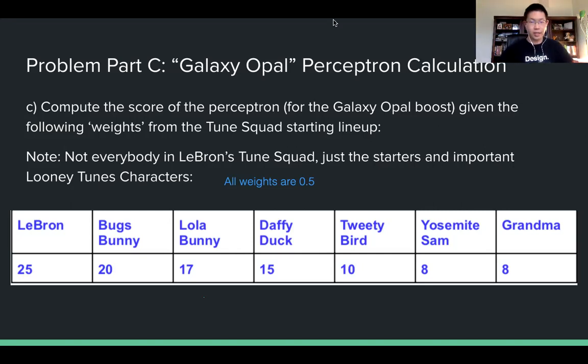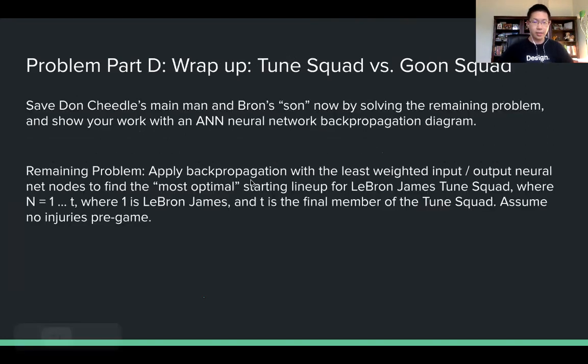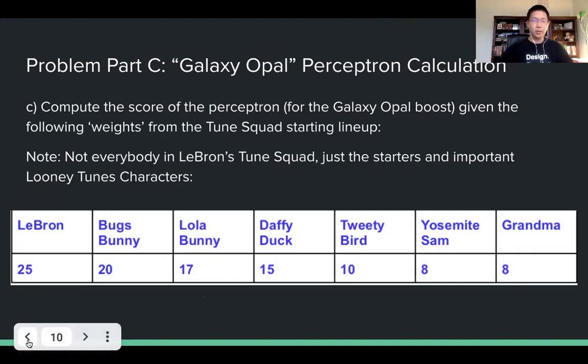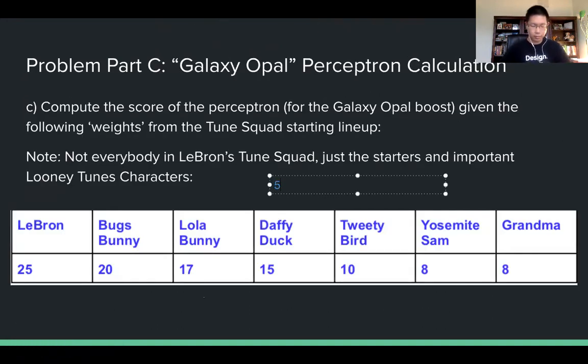So did you guys get 51.5 as your solution? You should, because that is the answer. Sorry, that is the answer. 51.5 is the solution. You basically want to sum all of the weights times 0.5 by using the backpropagation formula.